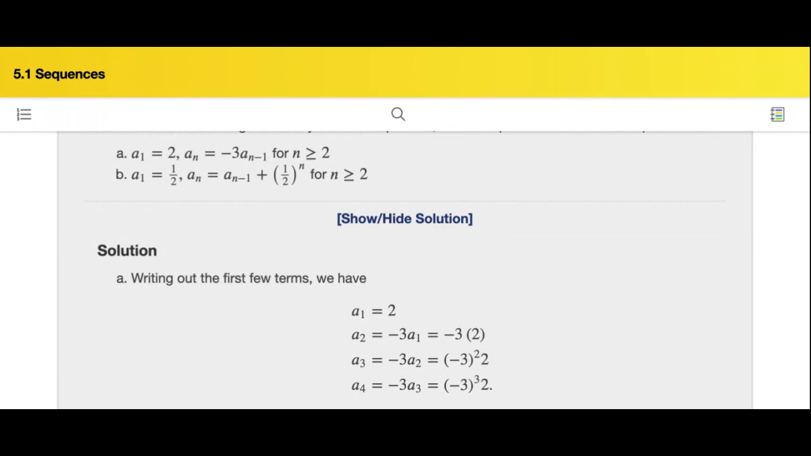Okay, sometimes we want to change a recurrence relation to a function. Sometimes we want to change a function to a recurrence relation. Okay, let's say B. The first term equals a half. The current term equals the previous term plus a half raised to the n.